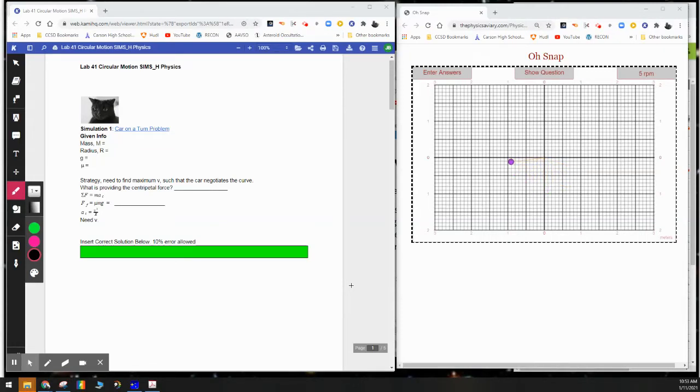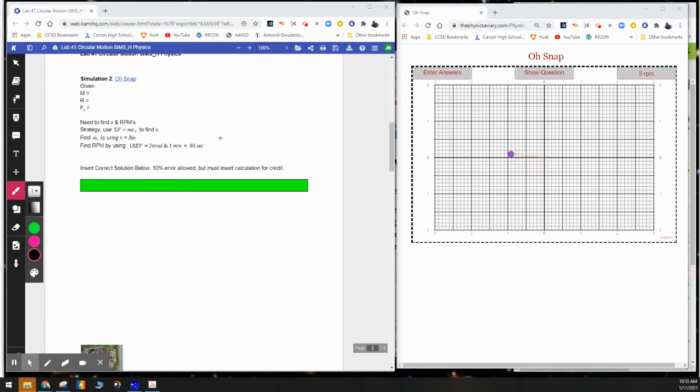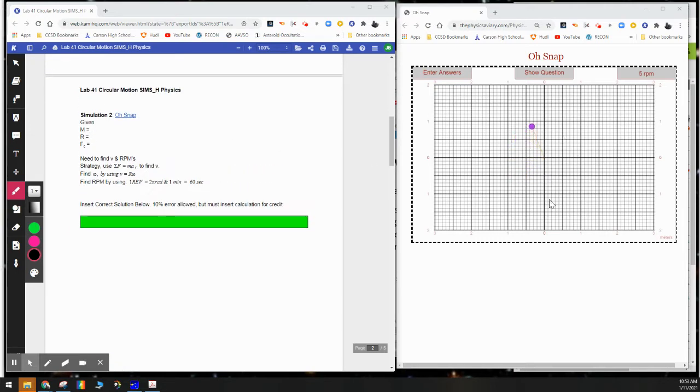By request, some people want me to give some hints on Lab 41, the circular motion sims, so we'll go ahead and do that. This is simulation number 2, called OSNAP, and here we have this thing going around in a circle. Currently it's going 5 revolutions in 1 minute. So that's how fast it's going at this time.